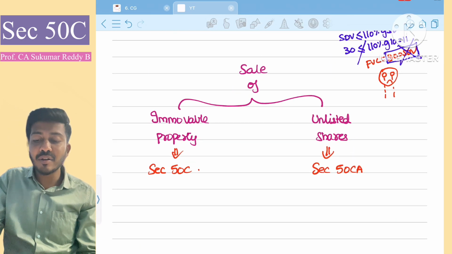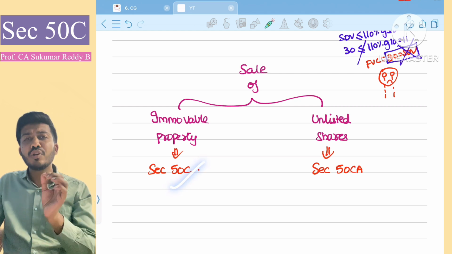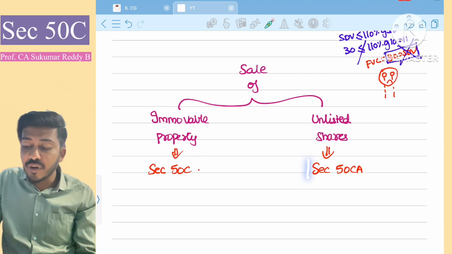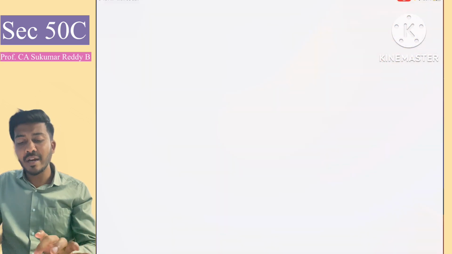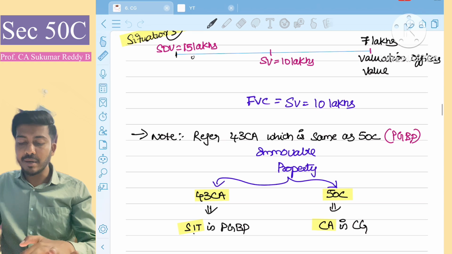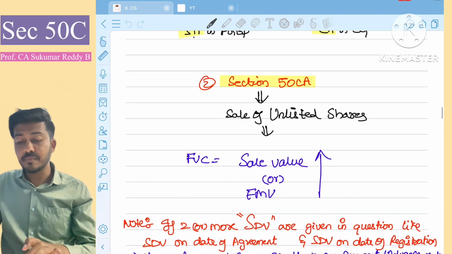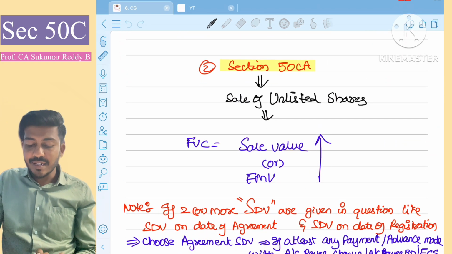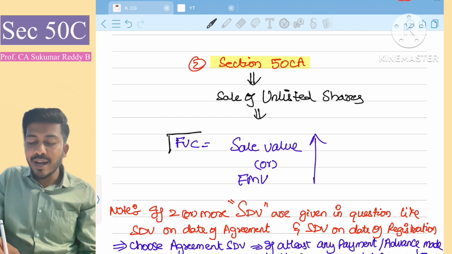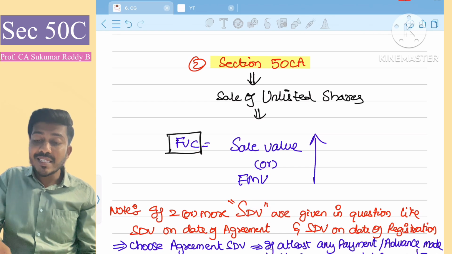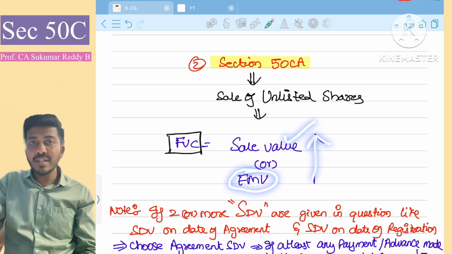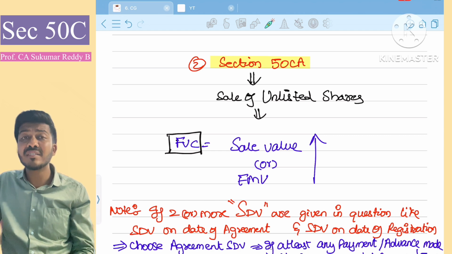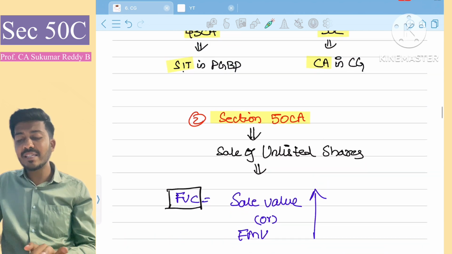If you are selling an asset called immovable property, 50C will come. You are well equipped with this section. Come to section 50CA, which is related to unlisted shares. It is a very, very simple section. If you are selling unlisted shares, then your full value of consideration shall be the actual sale value or the market value, whichever is higher. Whatever is the higher number, that is going to become your full value of consideration. Simple, very, very easy thing.